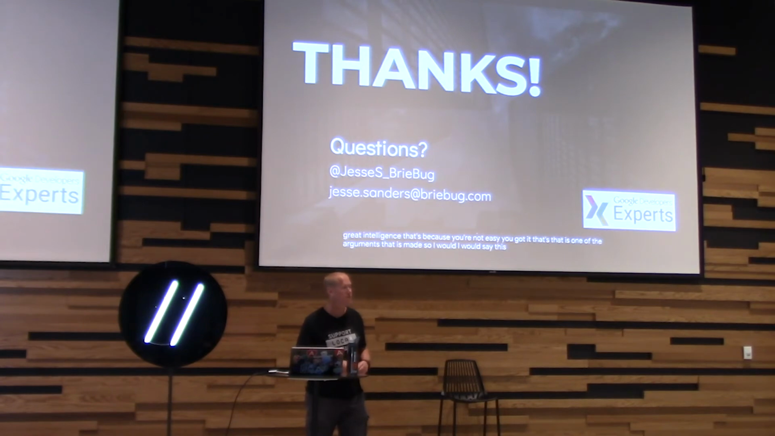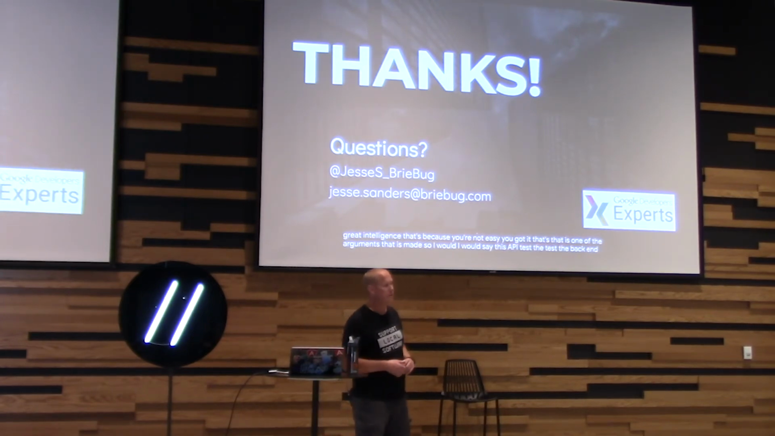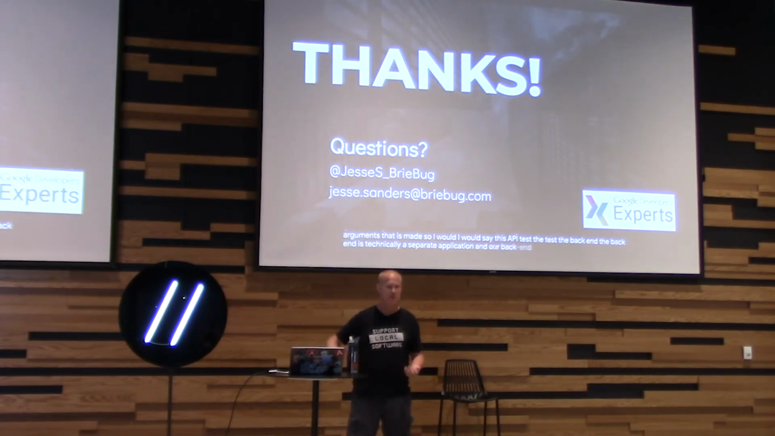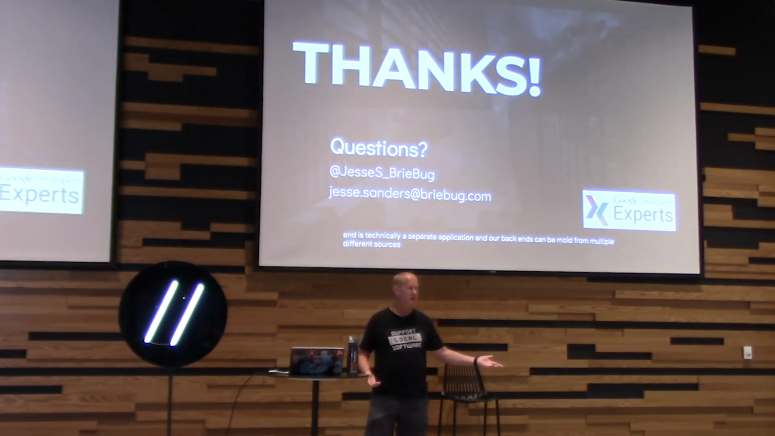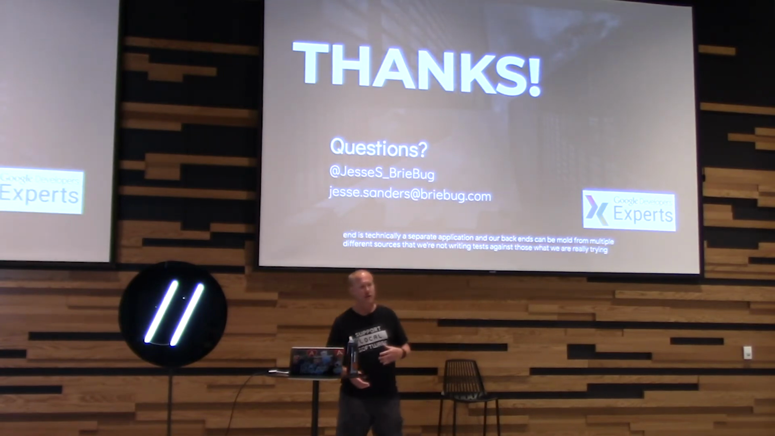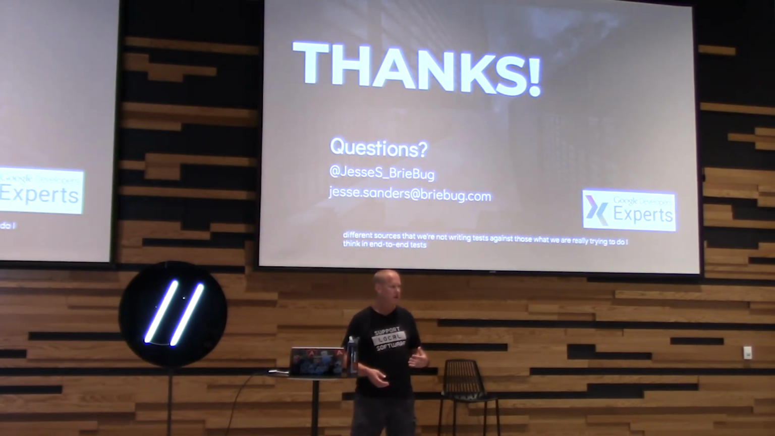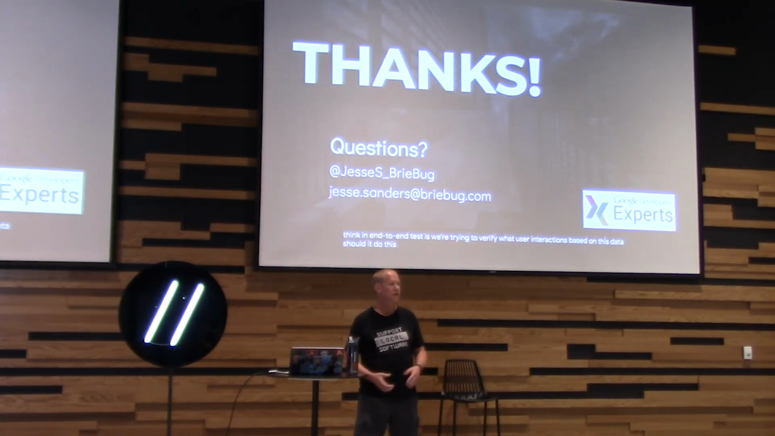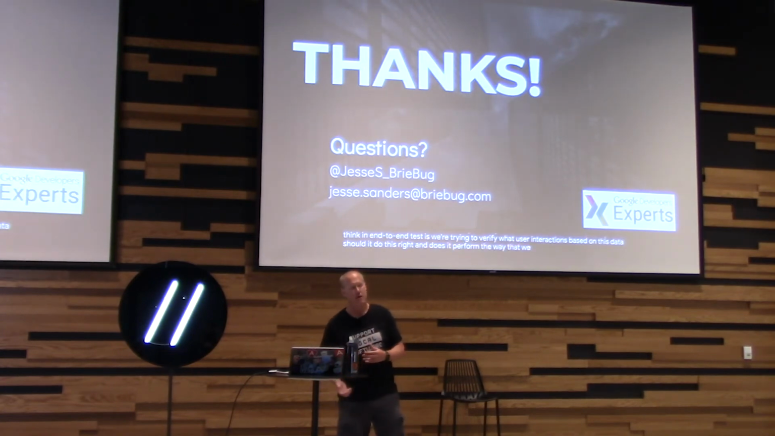You should be writing API tests to test the backend. The backend is technically a separate application, and our backends can be from multiple different sources that we're not writing tests against. What we are really trying to do, I think, in end-to-end tests is verify what user interactions, based on this data, should it do this, right? And does it perform the way that we want?